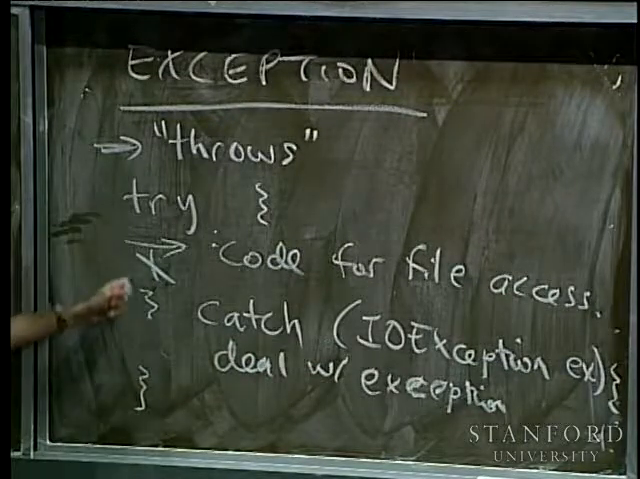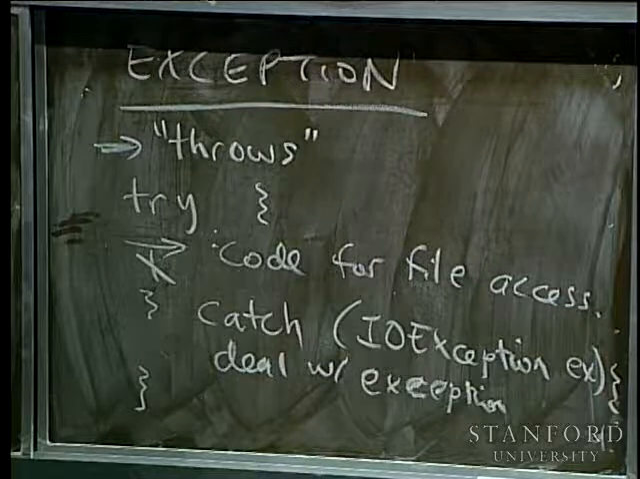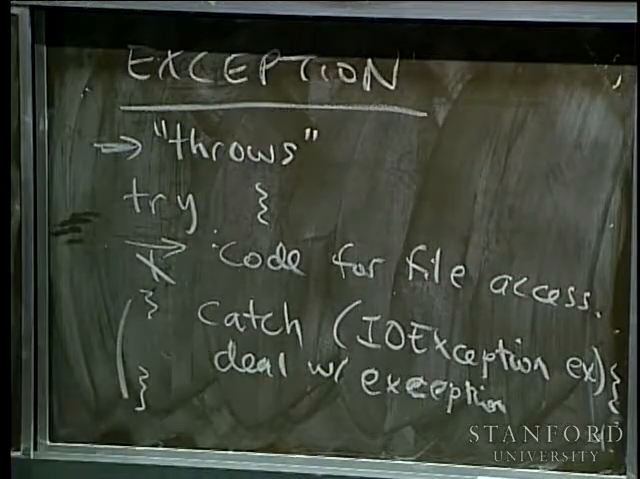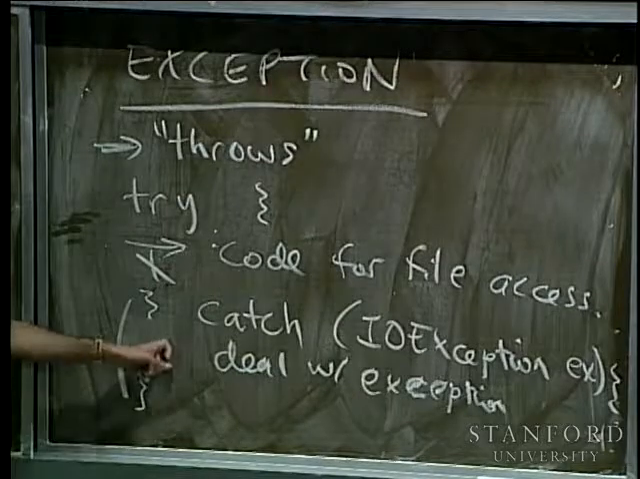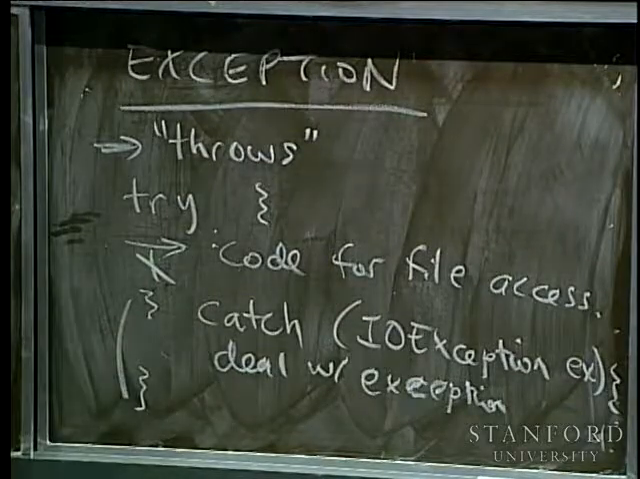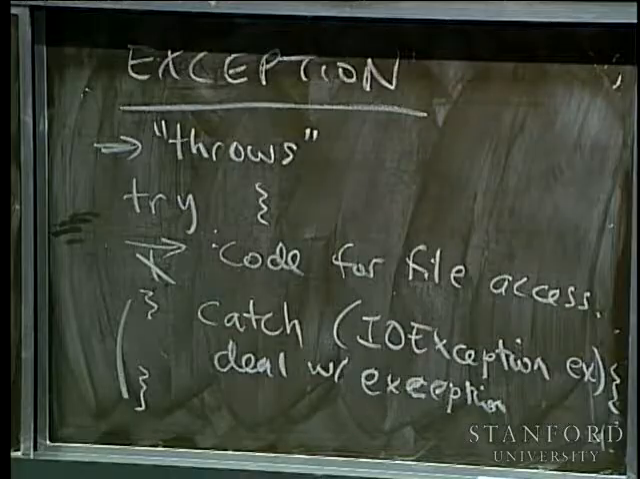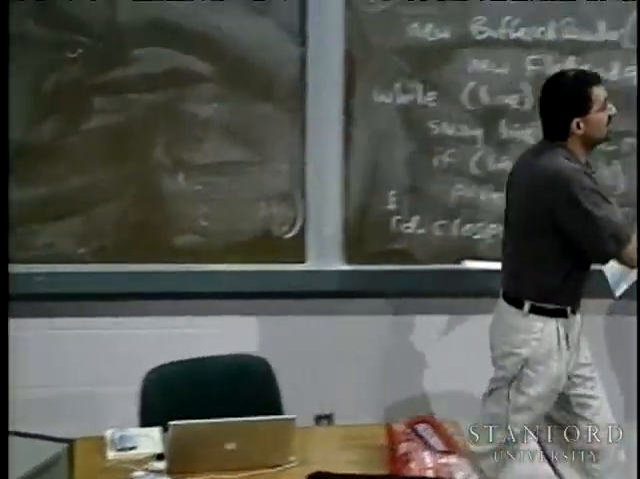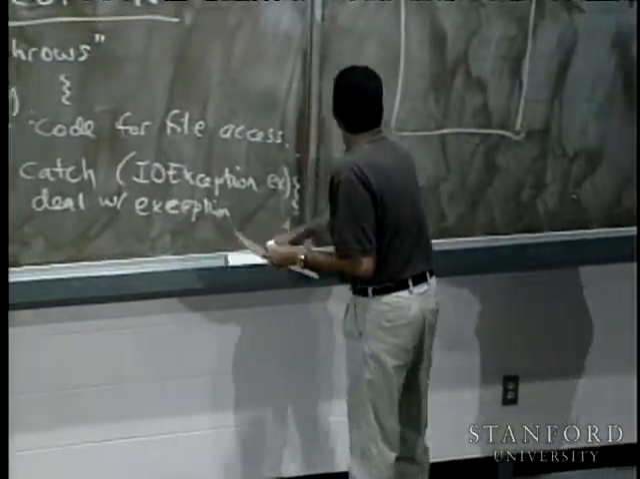If it gets through all of the code where you say, hey, I'm going to try something dangerous, and it doesn't throw an exception, this code down here is not executed. So this code down here is only executed if an exception was thrown. Okay? So what does that actually look like? Let's write some code that deals with trying to catch an exception.